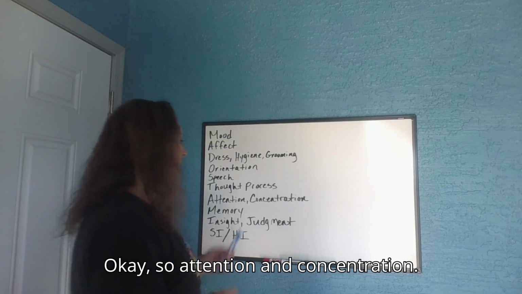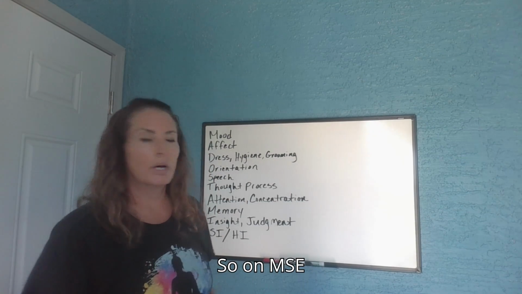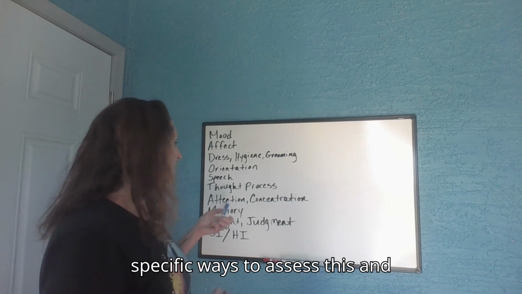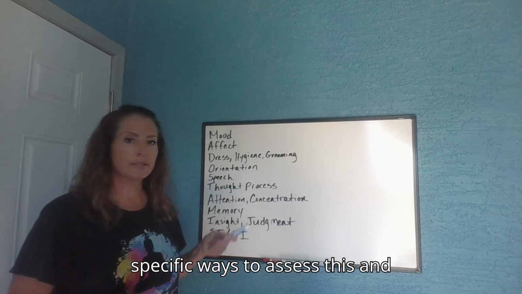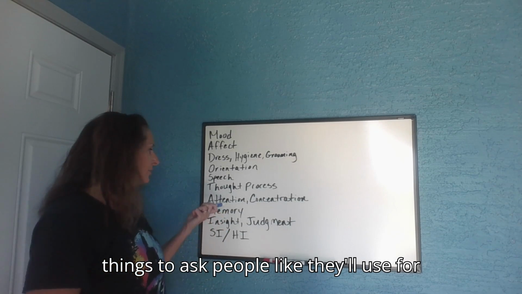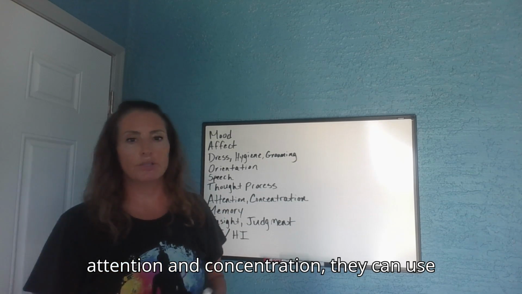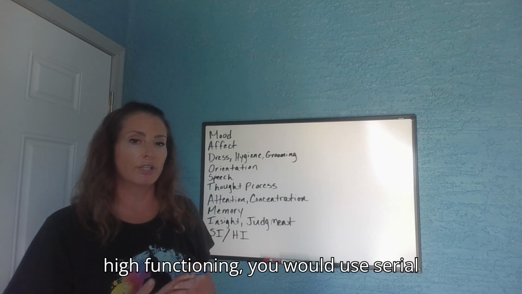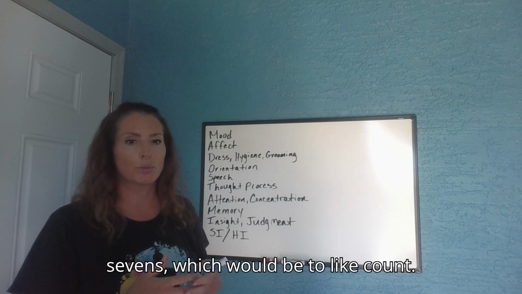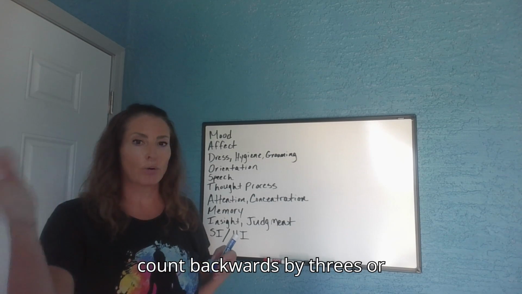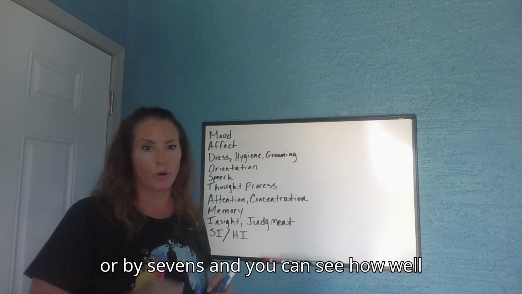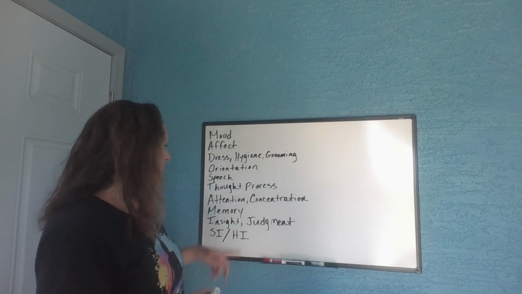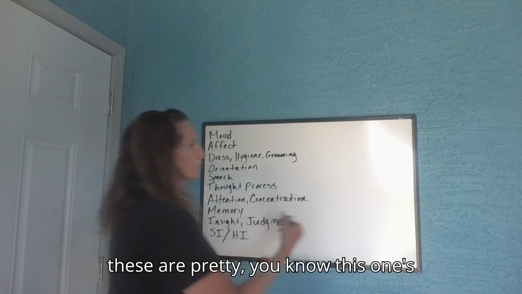Okay, so attention and concentration. On the MSE actual assessments, they give you specific ways to assess this and things to ask people. For attention and concentration, they can use serial threes, or if the client is more high functioning, you would use serial sevens, which would be to count backwards by threes or by sevens, and you can see how well they're able to do that. So this one's pretty straightforward.